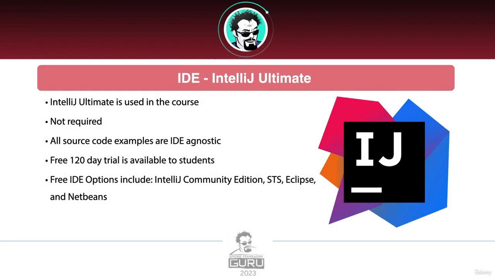Also, IntelliJ Ultimate is used in the course. This is not required. I get asked a lot of questions if you need to use IntelliJ. You do not, but I will be using IntelliJ Ultimate in the course. Ultimate does bring additional features for Spring Framework specifically. I do have a 120-day free trial to IntelliJ Ultimate. That will be in a following lecture in this section. But if you do not want to use IntelliJ Ultimate, the IntelliJ Community Edition is perfectly fine. You just won't see the features for Spring and some of the other enterprise Java stuff.